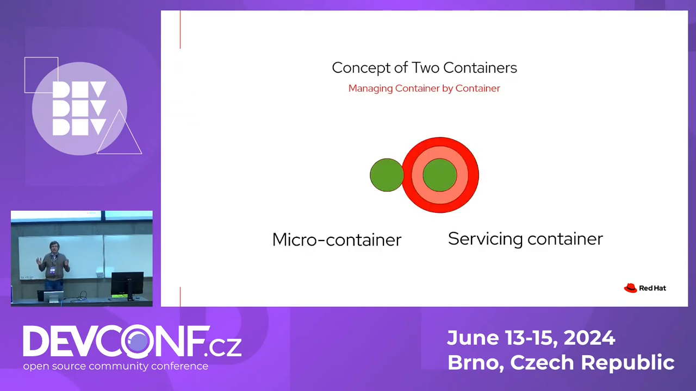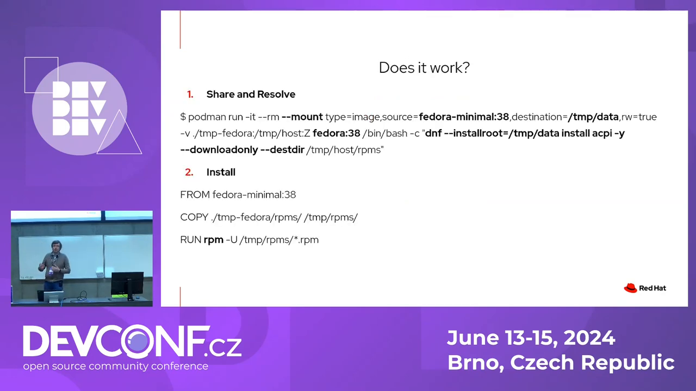If we use that model and bind these two containers together, we can use a little bit smarter approach. We can mount one container directly to another container. It means we can merge the first two steps, share and resolve, into one step. It's much easier: you run the big container, Fedora 38, and you mount the small container, in this case Fedora minimal. You run inside the servicing container what you need, and you use the install root to the location where you mounted the other container. The second step is exactly the same: you build the container using the downloaded RPMs.